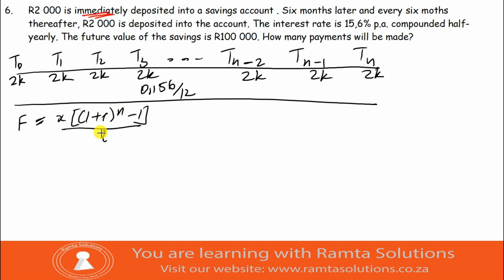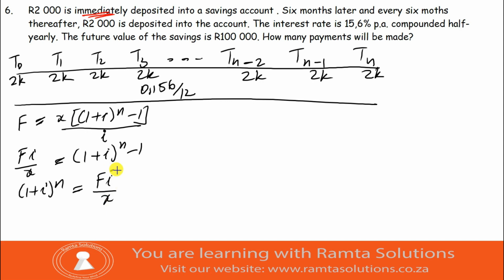With this one, I have to play around with the formula. So it'll be FV over x equals 1 plus i to the n minus 1. Right? Therefore, this means we have 1 plus i to the n equals FV over x plus 1. Okay? Now, I want you guys to use the logarithm.